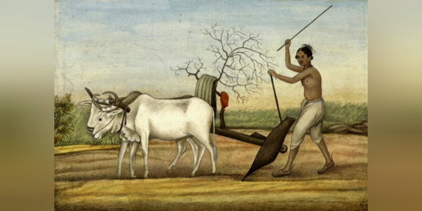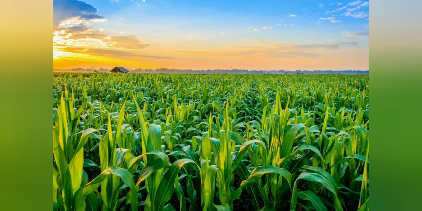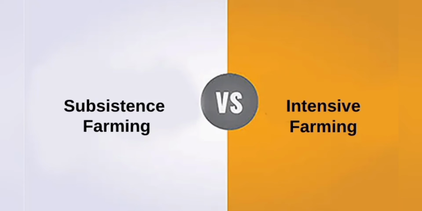Over the years, the tools, technology, and the way cultivation is done in agriculture have been changing. Now, let us look at a few types of farming. First, subsistence farming. Second, commercial farming. Subsistence crops are also called food crops. Subsistence farming is of two types: simple subsistence farming and intensive subsistence farming.